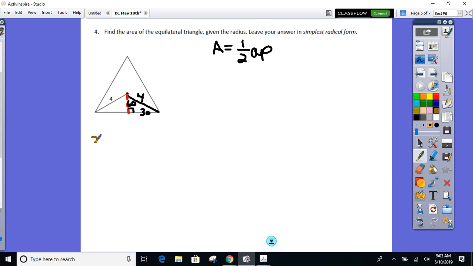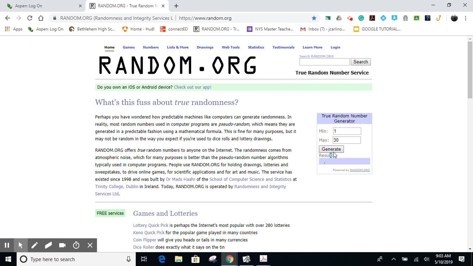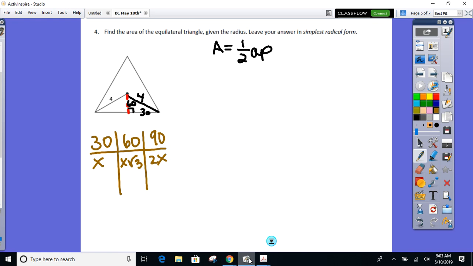You don't have to write it down. I'll just review with you quickly here. 30, 60, 90: x, x radical 3, and 2x. Where's the 4 across from? The 90. How do I get to the side across from 30 then? Divide by 2. So the apothem length is 2. So 1/2, 2. Now I got to find the perimeter.